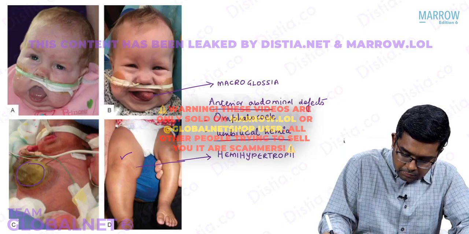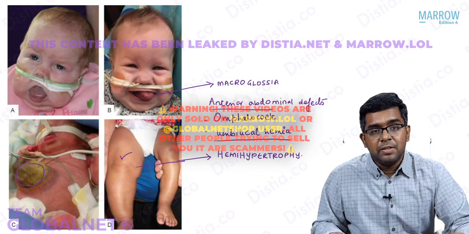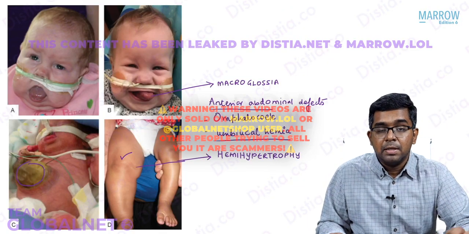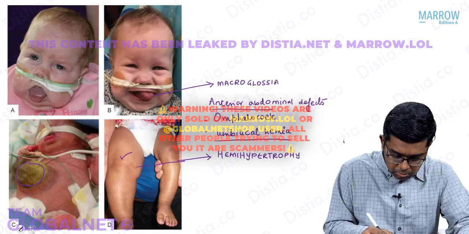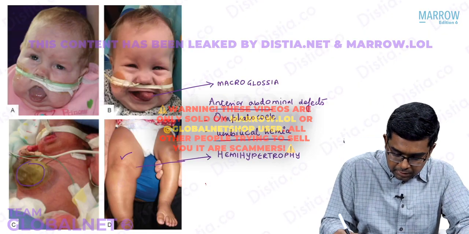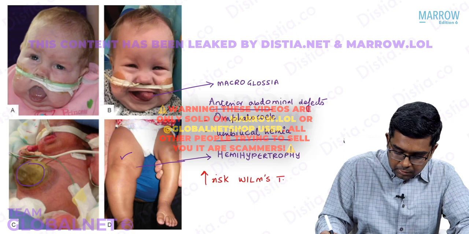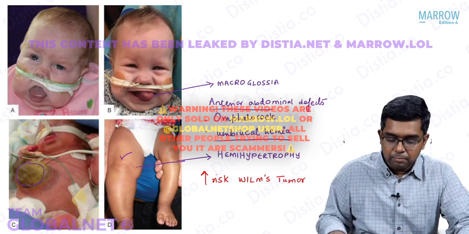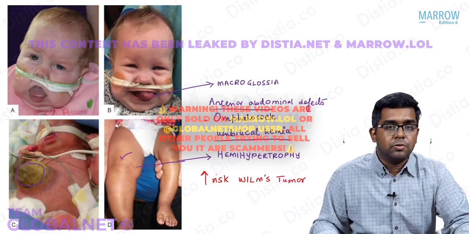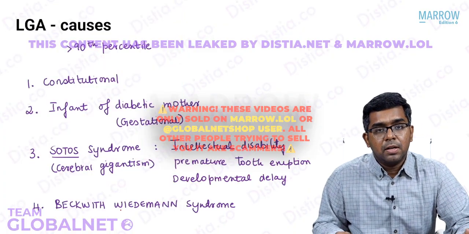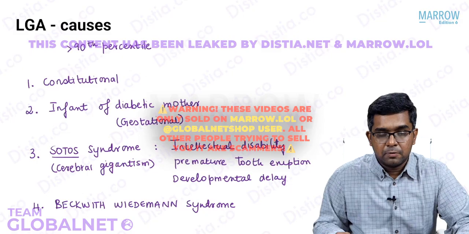These are the characteristic features of Beckwith-Wiedemann syndrome, which is an example of a large for gestational age baby. And in this condition, you should also remember that they have an increased risk of one tumor, and that is Wilms tumor. Okay, these are the features of Beckwith-Wiedemann syndrome that you should know for your exams. So these are the important causes of large for gestational age babies.